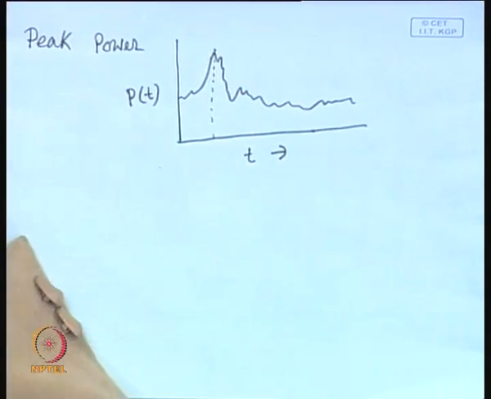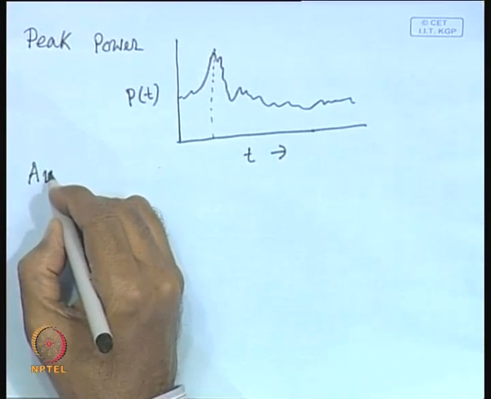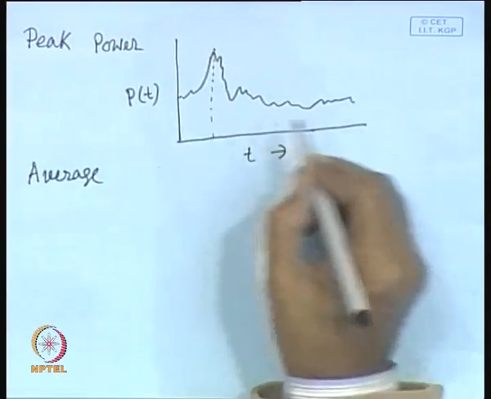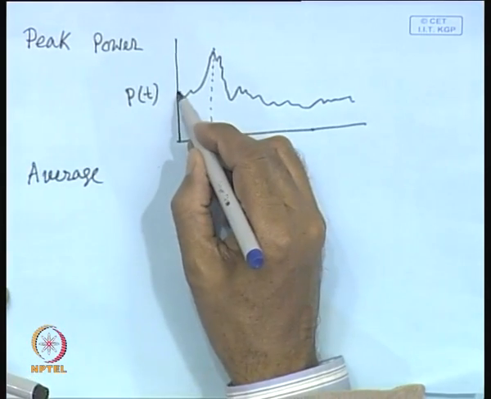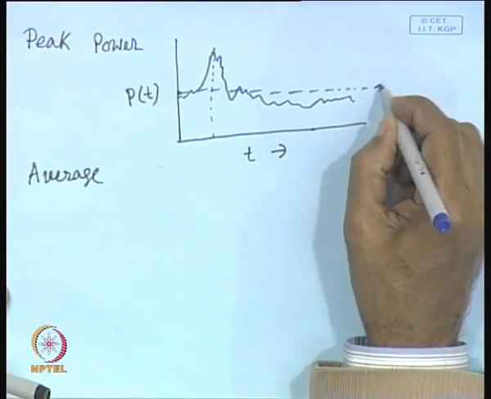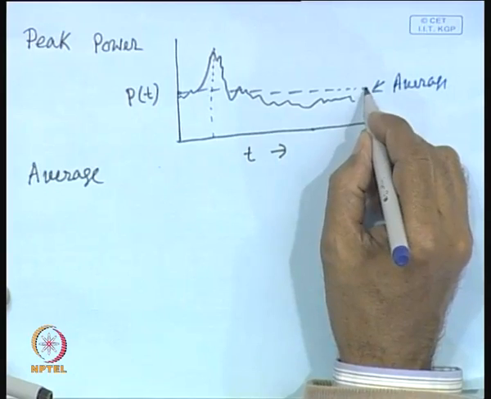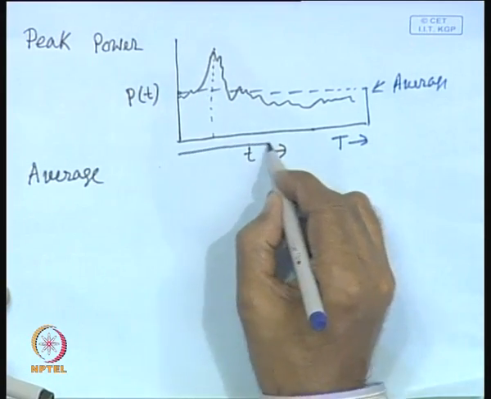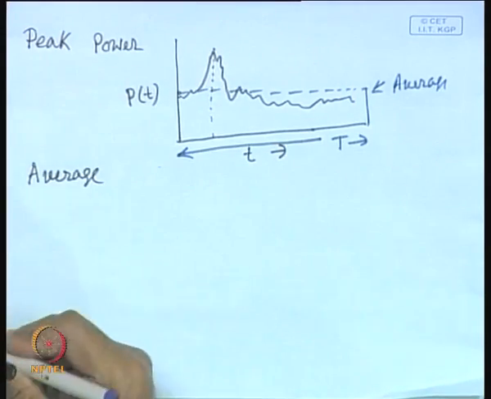Then the second one is the average power. What is the meaning of the average power? For example, for this particular waveform, the average power will be somewhat like this. So, maybe it will be like this. This is the average power. So, this is average over a time period, say t. So, if you average it over a time period t, then this is the power dissipation.